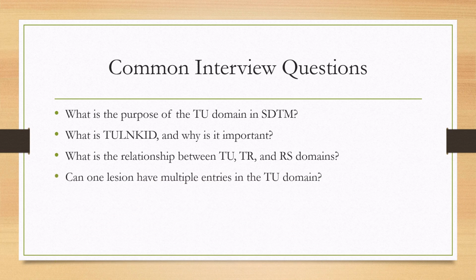The next one is, can one lesion have multiple entries in the TU domain? The answer to this question is no. Each lesion should have only one record in the TU domain per subject per assessor. That record will have a unique TU link ID. Any changes or updates related to that lesion, such as its size or response, are captured in the TR and RS domains, not by repeating the TU record.